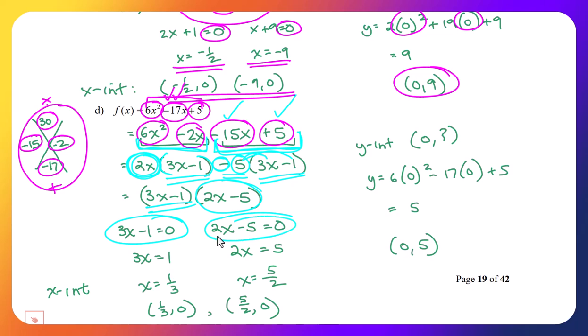Set each factor equal to 0 and solve. There's one x-intercept. There's the other. Go back to the original and plug in 0 for x, and 5 falls out as the y.